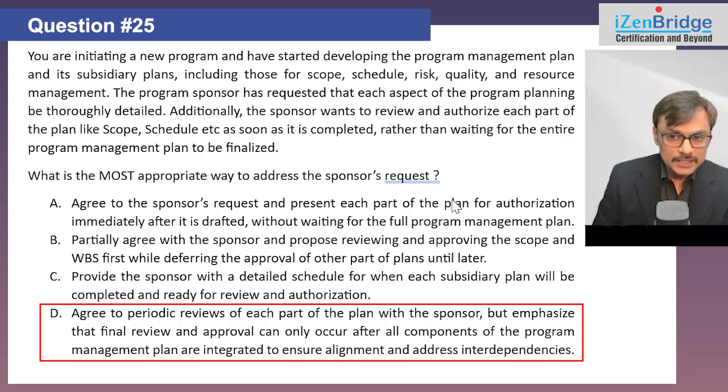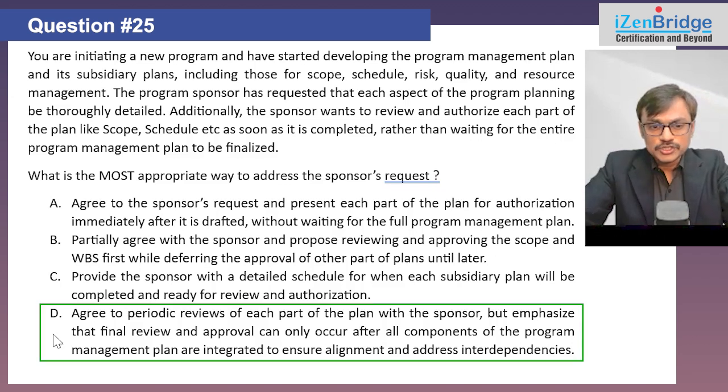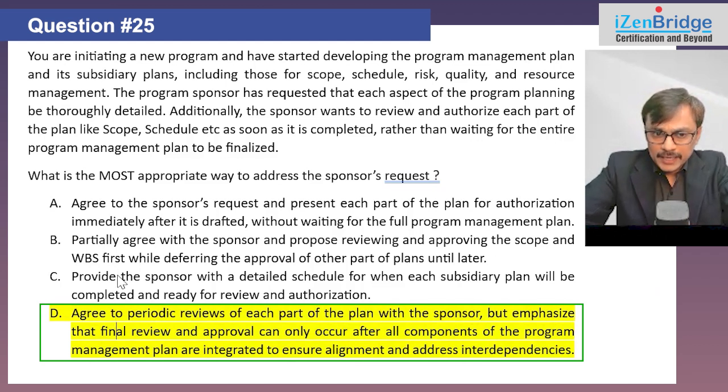And I see B is talking about a possible middle line, but D is not rejecting the idea, but it is saying that we should take a holistic view. So let's not jump into finalizing one part of the work. So that way we can choose option D in this particular question. Overall, testing our skills of understanding the program management plan and its components. How do we prepare it and how do we take care of them?